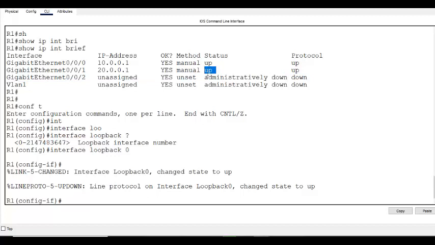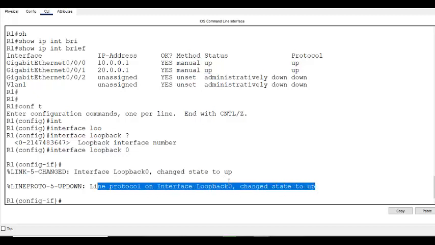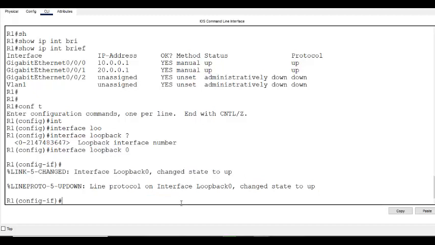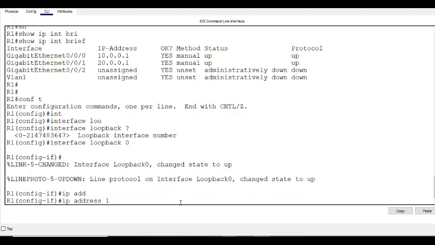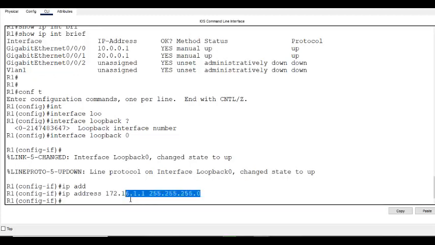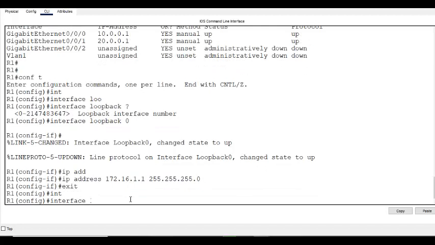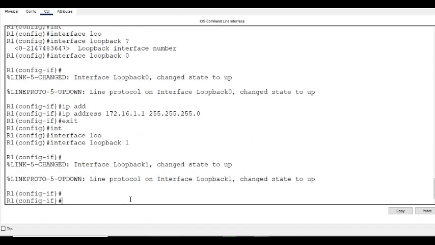And now the IP address, 172.16.1.1. As I said, I'm going to give 255.255.255.0, which means a 24 mask. What is the default mask for class B? It's 16. So this is subnetted. Now I'm going to create another interface. Just use the up arrow and change this 1 to 2. Boom. So we got another interface with another IP, another subnet.